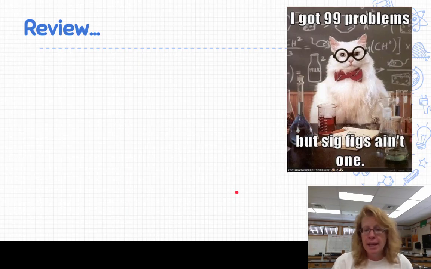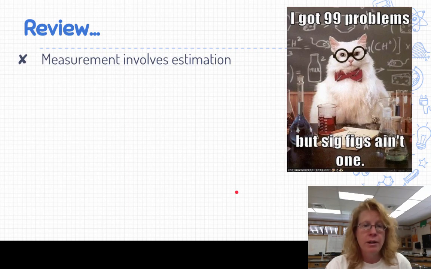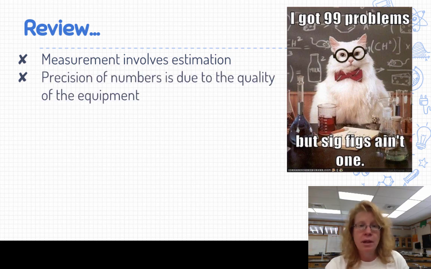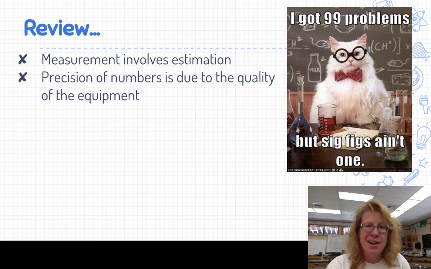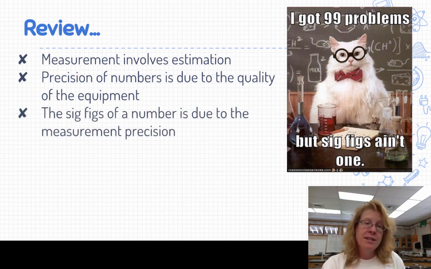Okay, so here we are at the end. So what did we hopefully learn today? We took a look at the idea that our numbers in science are about measurement, and measurement always involves estimation. So that last digit is usually between the lines, and we've got to kind of guesstimate where that last one is. So our equipment precision, the number of decimal places that we get off of it, is kind of due to the equipment that we're using and how good the lines are, so to speak. The sig figs numbers that we get is due to the measurements that we make.